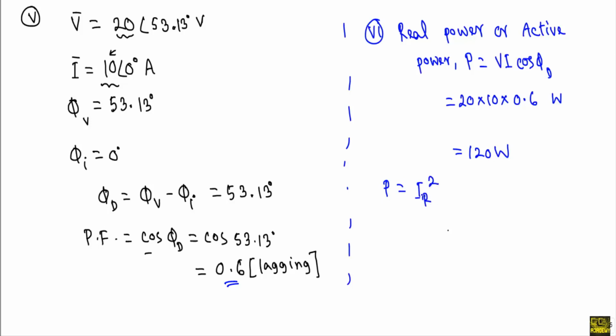Or as we know the value of current that is flowing through the resistance, which is IR, we can use this formula. Real power or active power will be IR square into R. Here IR is equal to 6, so 6 square into 3.33. This will be approximately 120 watt.